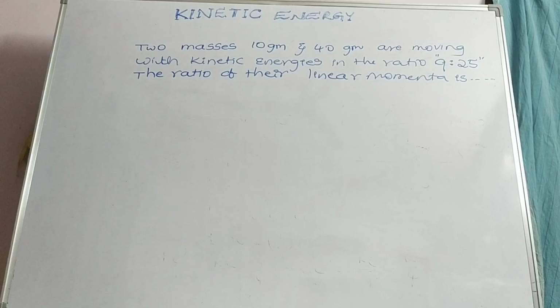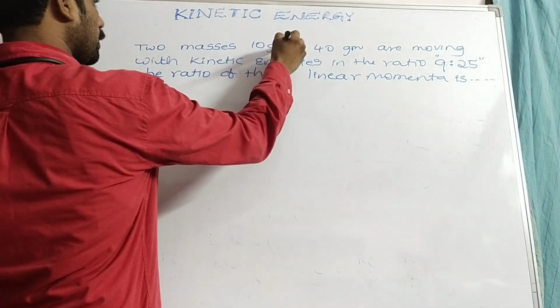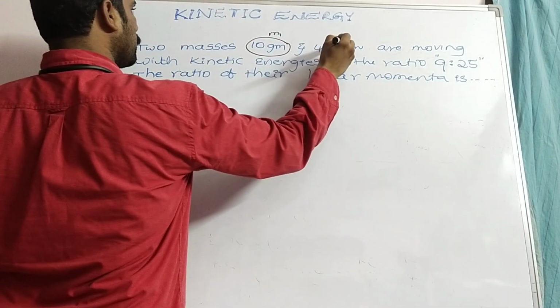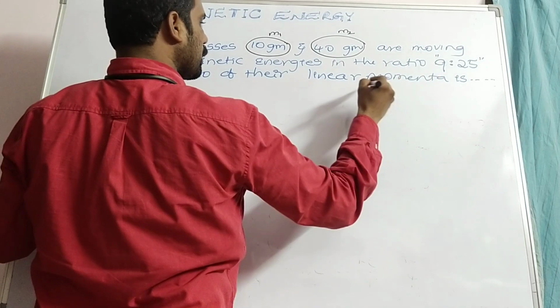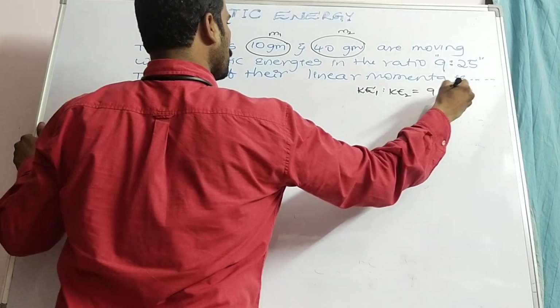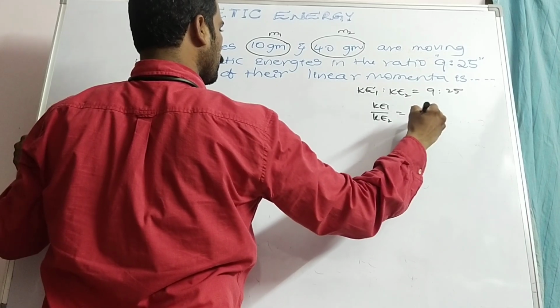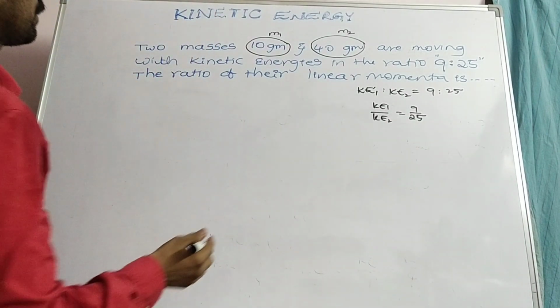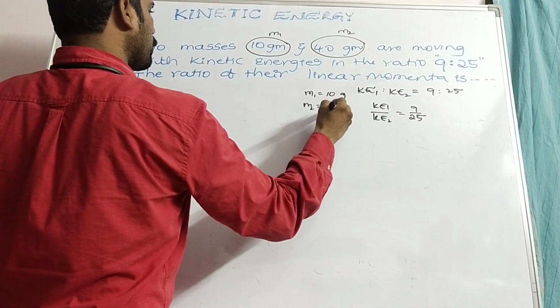Here we have two masses, 10 gram and 40 gram, moving with kinetic energies in the ratio 9:25. The ratio of the linear momenta is to be found. Given masses m1 and m2, and we have the kinetic energy ratio KE1 is to KE2 is equal to 9:25, that is KE1 by KE2 is equal to 9 by 25. And the masses are given: m1 is equal to 10 gram, m2 is equal to 40 gram.